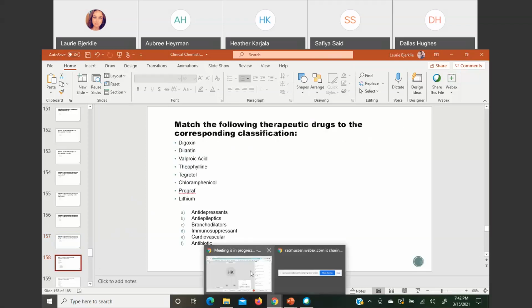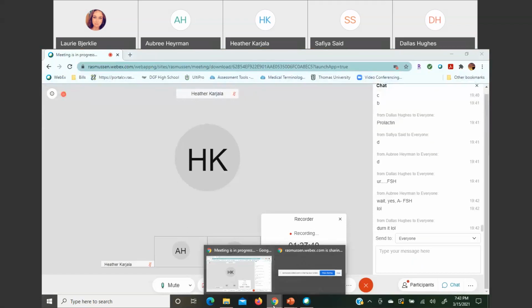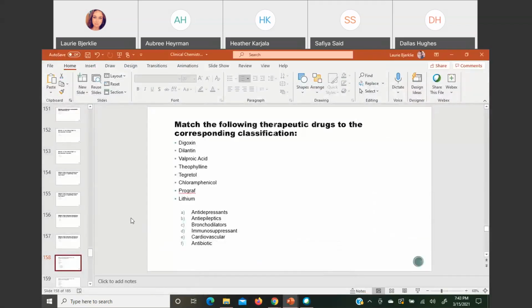All right, so some more matching. I will just do this with you guys and hope that I'm on track with what I know. Okay, so digoxin, we've already said, is cardiac, so letter E, cardiovascular. Dilantin is B, an anti-epileptic. Valproic acid should also be an anti-epileptic.